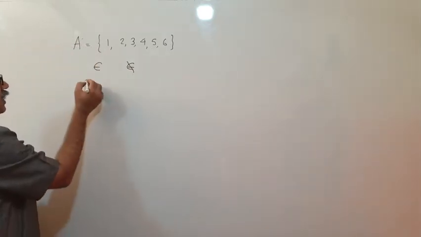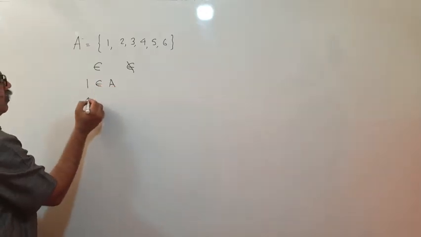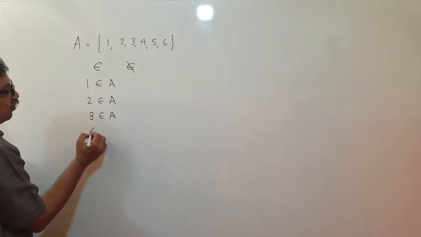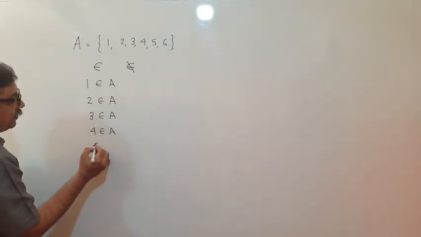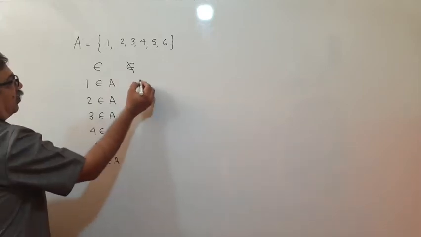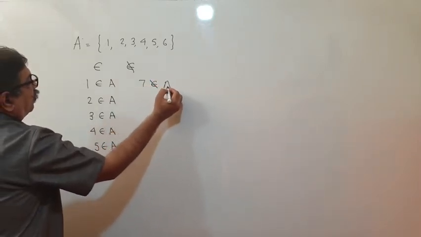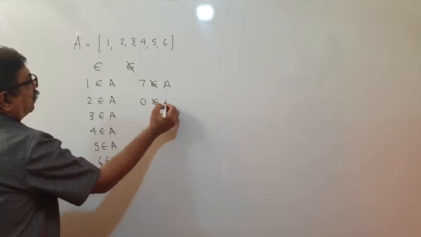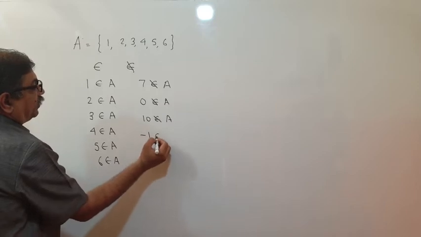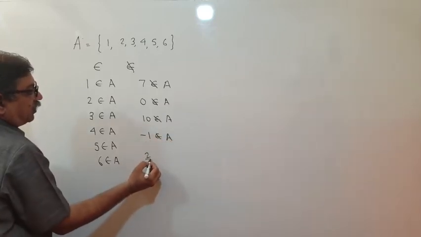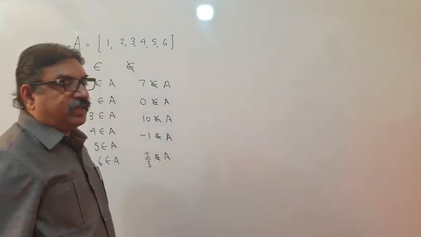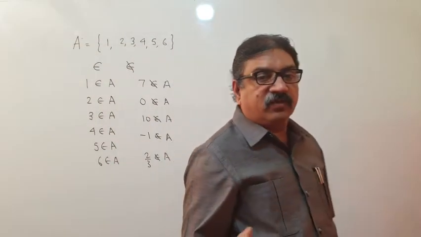So what about 1? I will say 1 belongs to A. What about 2? 2 belongs to A. What about 3? 3 belongs to A. 4 belongs to A. 5 belongs to A. 6 belongs to A. What about 7? 7 does not belong to A. 0 does not belong to A. 10 does not belong to A. -1 does not belong to A. And all those things you are having. 2 by 3 does not belong to A. Like this. Just check if the element is there, then belongs to. If it is not there, then does not belong to. It's so easy.